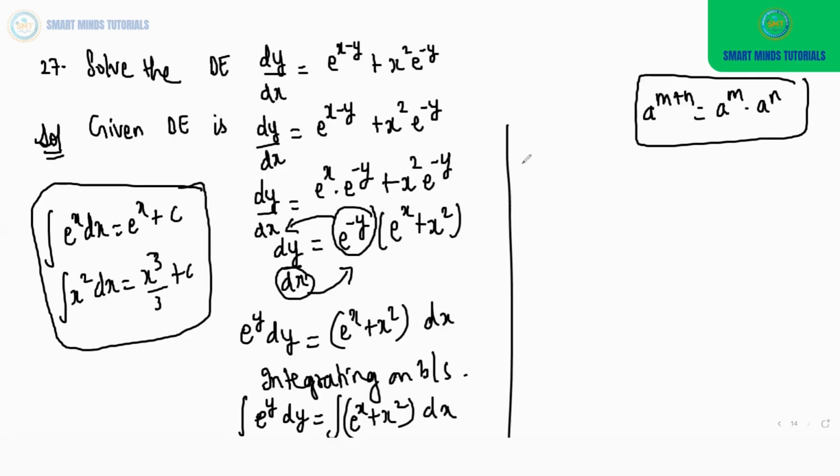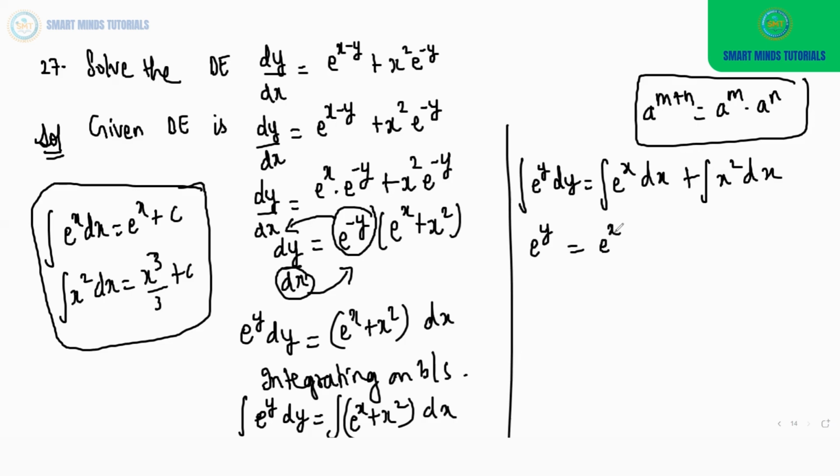Now I am separating. Integral e power y dy is equal to integral e power x dx plus integral x square dx. Now integral e power y dy is e power y only. Integral e power x dx is e power x only. Now integral x square dx is x cube by 3 plus c. You can stop here also. This is the general solution.